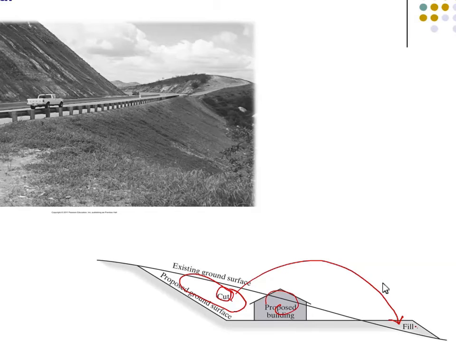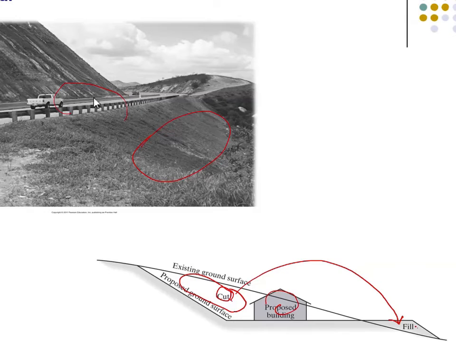If we look at this case where this road has been made, definitely a certain amount of soil was removed as a cut, and a certain amount of soil has been placed as fill. And this fill has to be stable all the time during the operation of this road.